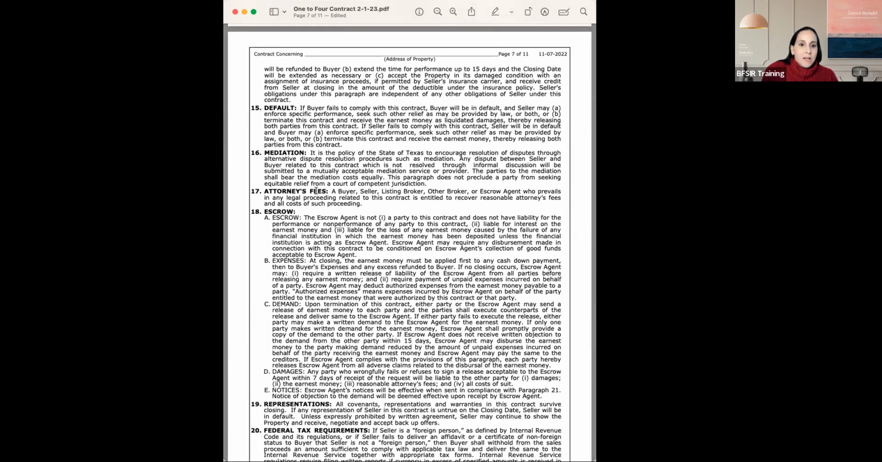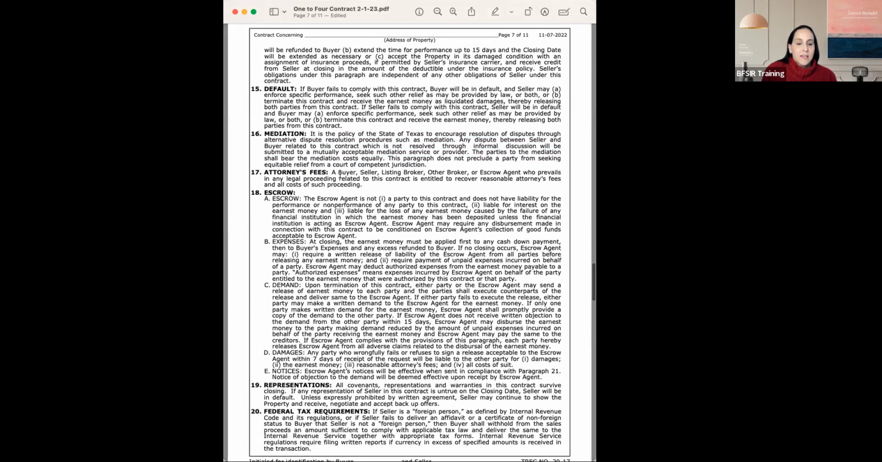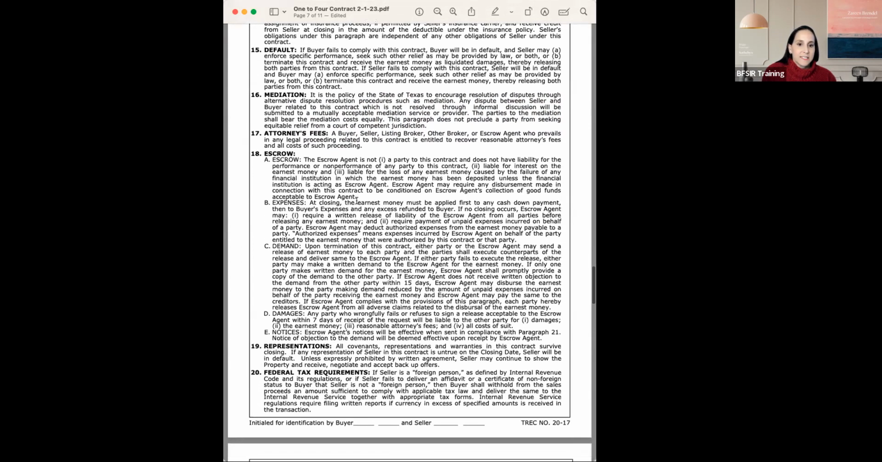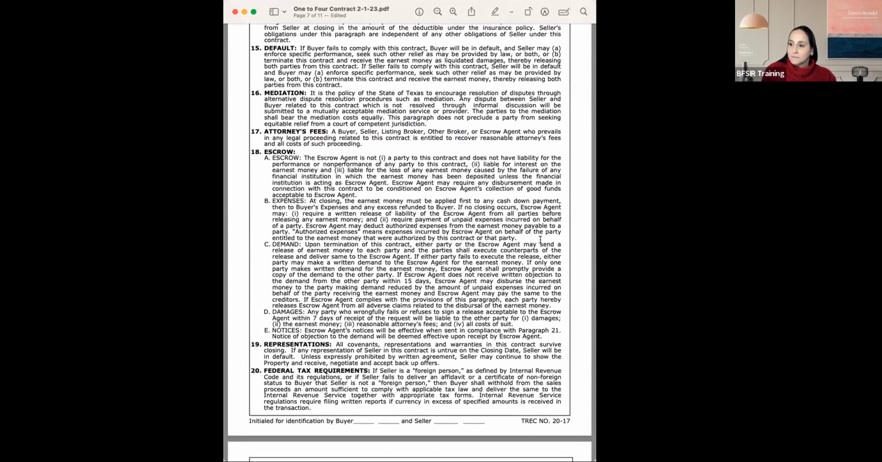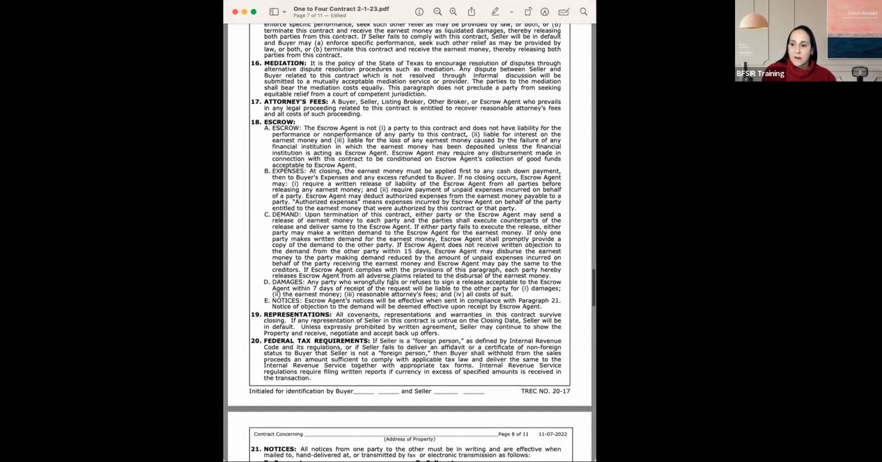No? Okay. Mediation. This basically says if there's an issue, we're agreeing to mediation in advance. It says anyone who prevails in any legal proceeding related to this contract is entitled to recover reasonable attorney's fees. Escrow agent. There are no changes in this paragraph other than the fact that escrow agent is now a defined term.